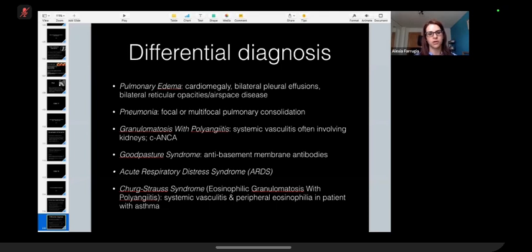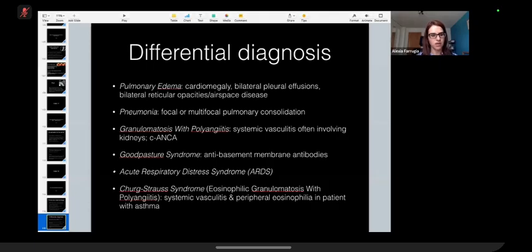So granulomatosis with polyangiitis, so Wegener's, Goodpasture syndrome, and they would typically check for anti-basement membrane antibodies. ARDS can also be one of the differentials, but the pattern is not typical. And Churg-Strauss syndrome, which is a systemic vasculitis with peripheral eosinophilia in a patient with asthma. So those would be your differentials for that appearance.